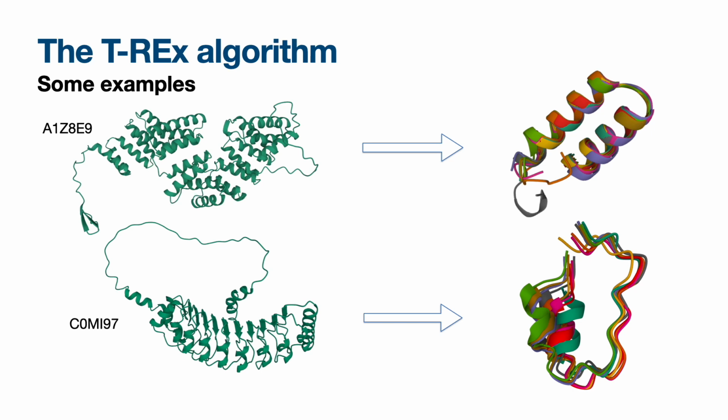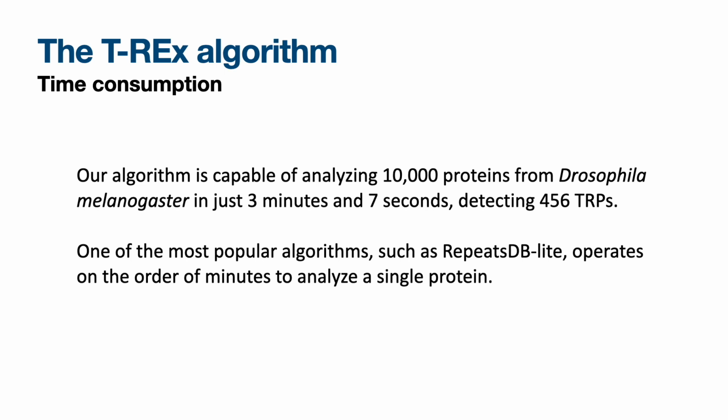The algorithm is useful for detecting TRP, also identifying the coordinates of the TRU within the TRPs. Here we show two significant examples where the algorithm works very well. In the first example, we see a tetratricopeptide repeat, while in the second, we see a leucine-rich repeat. These are just a few examples, but the method has been able to identify many more repeat proteins of different types. Specifically, the algorithm was able to find 456 TRP in 10,000 proteins from Drosophila in just around 3 minutes.